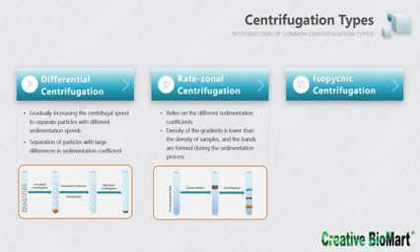The gradient solution used in rate zonal centrifugation generally needs to have characteristics such as good chemical stability, low permeability, high fusion, easy separation, and low cost. For example, like sucrose and glycerol. Rate zonal centrifugation is generally used to separate particles of similar density and different molecular weight, such as proteins.